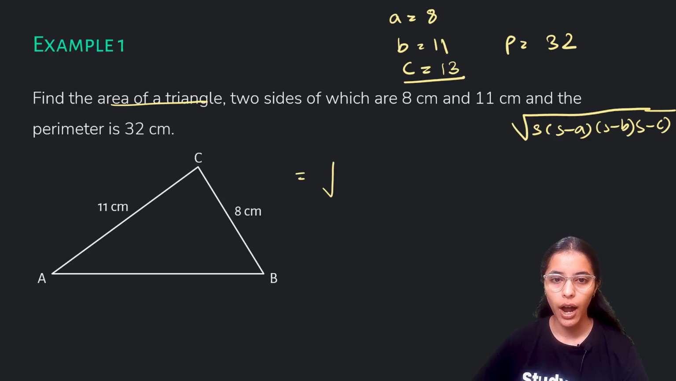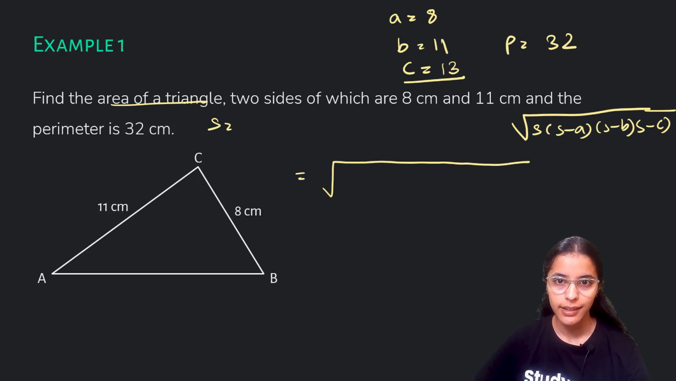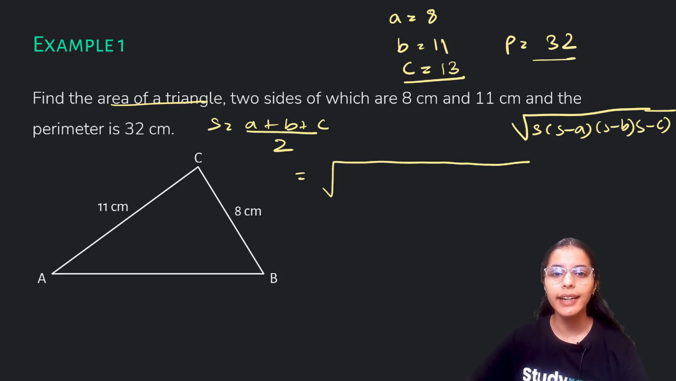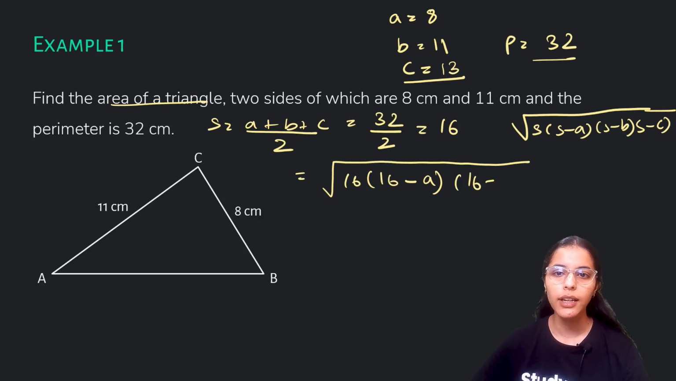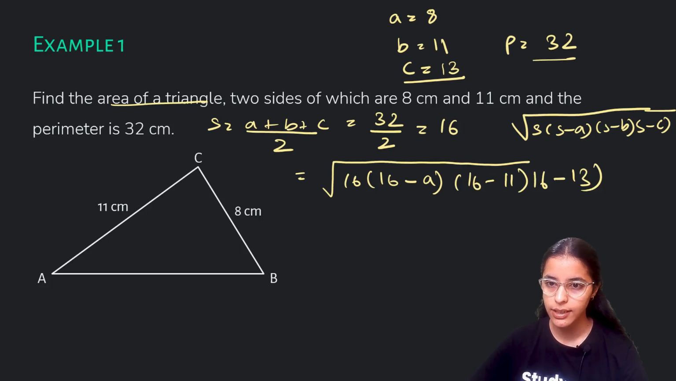Which is equal to under root S. Let us take out our S. S is A plus B plus C divided by 2. Here the perimeter is directly given, so we can just take 32 divided by 2. Since the semi-perimeter is half of the perimeter, 32 divided by 2 gives 16. So we'll write over here 16, 16 minus A, which is 8, then 16 minus B, which is 11, and then 16 minus C, which is 13.